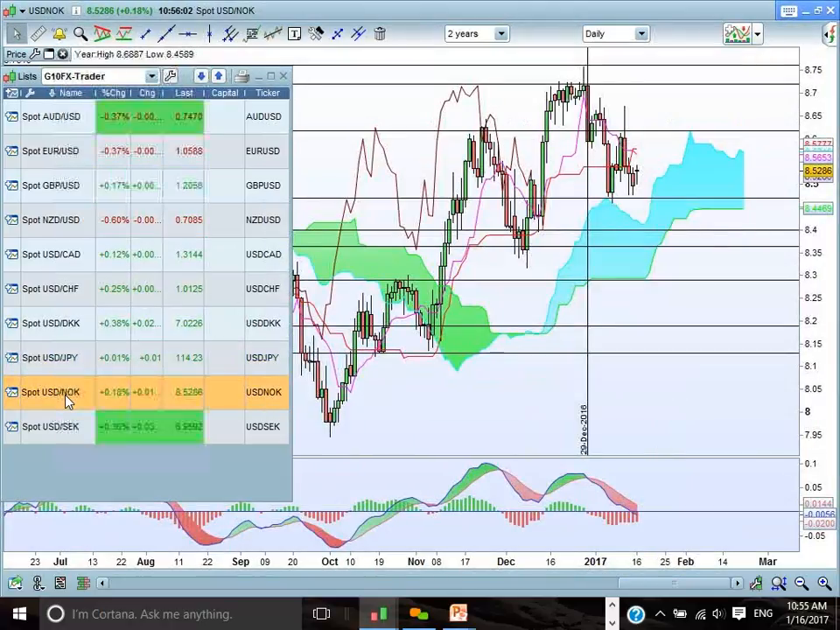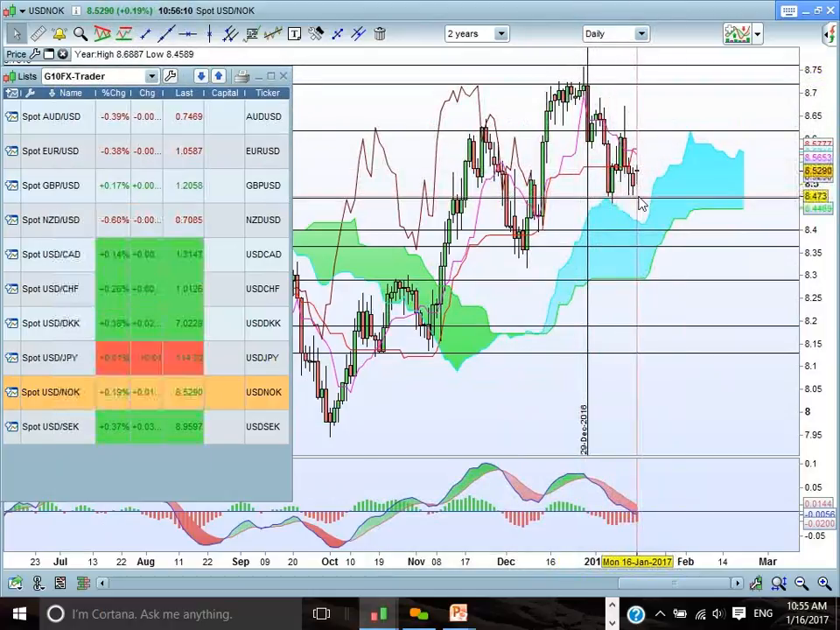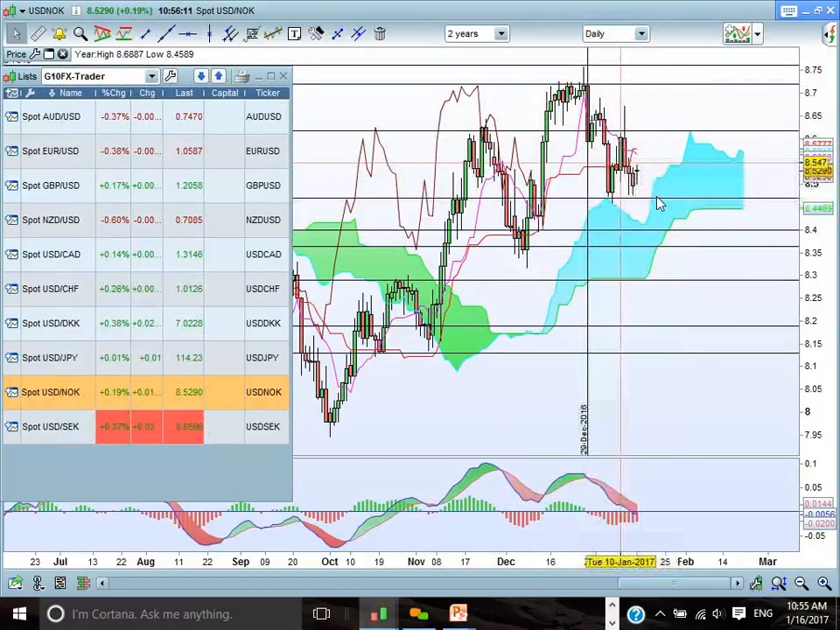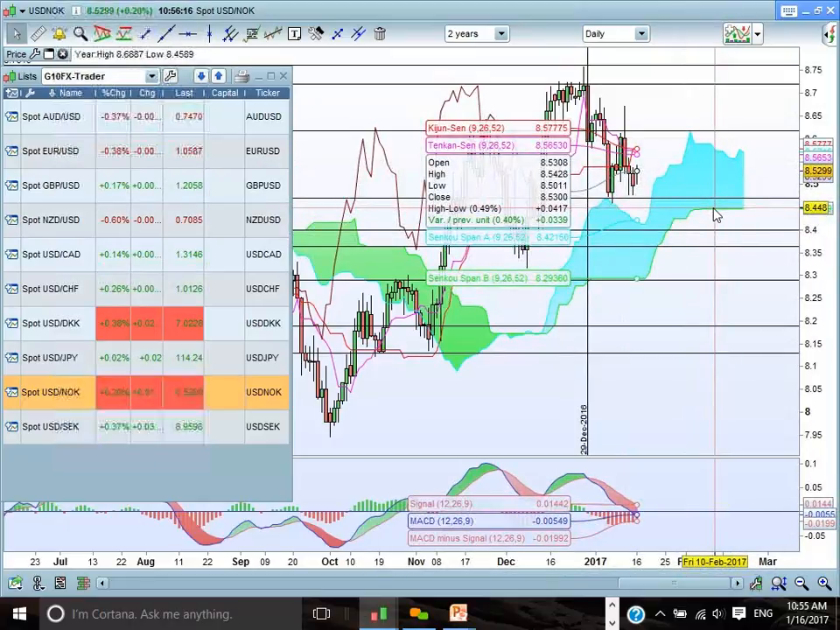US dollar Norwegian krone. Similar situation when we rebounded from the top end of the cloud here. We had a lovely MACD sell signal. It's still looking good for the downside potential towards the bottom end of the cloud here for support. So watch out for the MACD signal. When we see divergence in that, we'll get out of our short position here. But so far, drifting lower, looking at the top end of the cloud as a key support area.